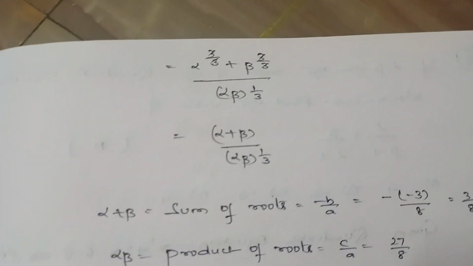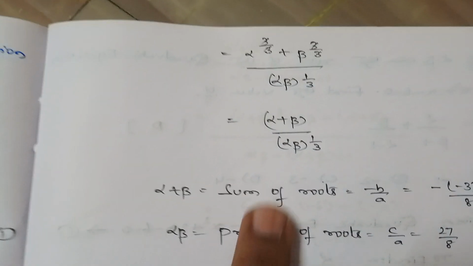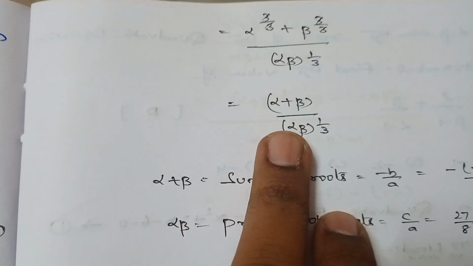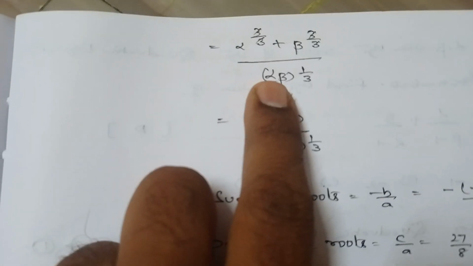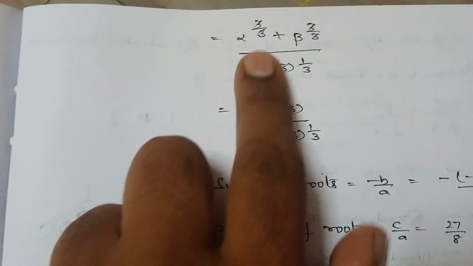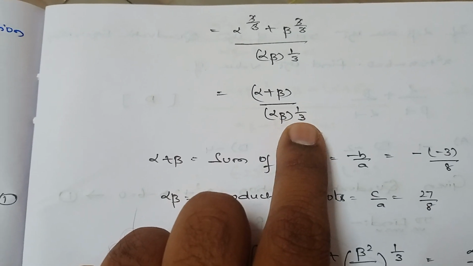So we get alpha power 3 by 3 plus beta power 3 by 3 over the base alpha beta whole to the power 1 by 3. Okay, alpha power 1 by 3 into beta power 1 by 3 we can write as alpha beta whole to the same power, right? So cancel like terms, we get alpha plus beta by alpha beta whole to the power 1 by 3.